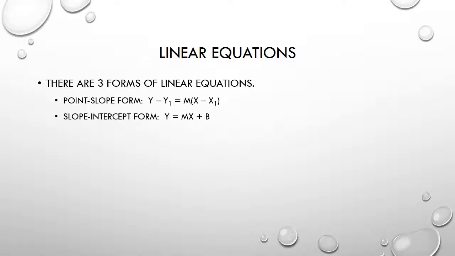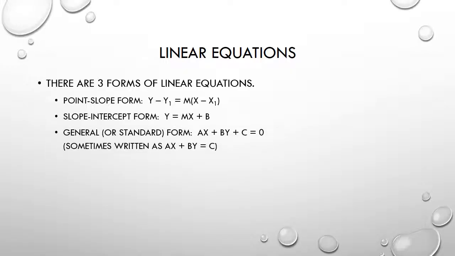Slope-intercept form is the one that you're probably the most familiar with, y equals mx plus b. And then general or standard form is ax plus by plus c equals 0, although sometimes it is written ax plus by equals c. The a, b, and c here are real numbers, and then x and y are what they usually stand for. This form can be helpful when you are graphing by hand, and it is also useful when you're solving a system of equations, many equations at once.